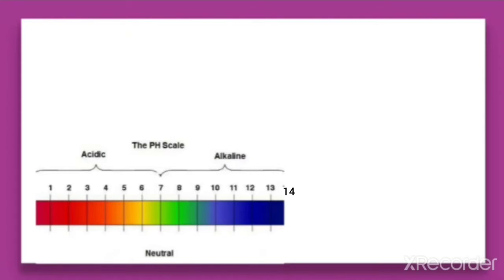The pH scale is a scale from the number 1 to 14. When the pH value is less than 7 then the solution is acidic, and when the pH value is greater than 7 then the solution is basic, and if it is equal to 7 then it is neutral. So how do we define pH?